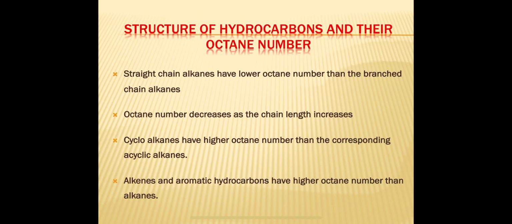Next is the structure of hydrocarbons and their octane number. The octane number of hydrocarbons depends upon the nature and structure of the hydrocarbons present in the fuel. It can be summarized as follows. Straight chain alkanes have lower octane number than branched chain alkanes of the same composition, and octane number decreases as the chain length increases. Cycloalkanes have higher octane number than the corresponding acyclic alkanes, and alkenes and aromatic hydrocarbons have higher octane number than the alkanes. This is the reason why petrol obtained by cracking is more effective than petrol obtained by straight distillation.